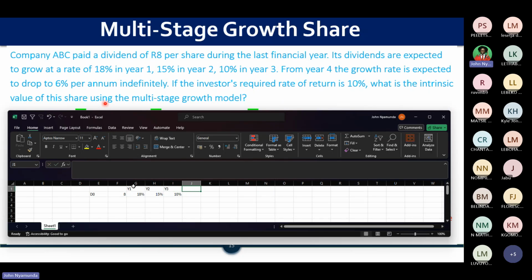From year 4, we put these two arrows. It's going to grow at a constant rate of 6%. That's just 6%, taking it from the question. Ladies and gentlemen, from year 4 it is expected to grow at 6% indefinitely. If investors' required return is 10%, what is its intrinsic value? So we are going to put our expected return, skip a line there.